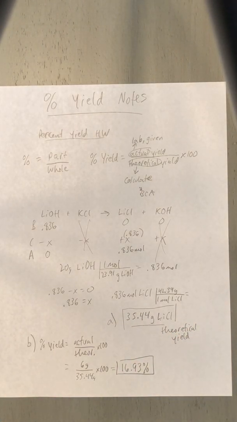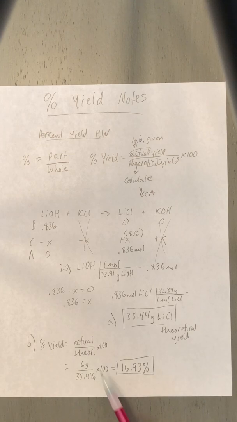Is that good or bad? Well, you can think of percent yield as your test grade. Would you want to get a 17%, 16.93% on your test? No. What does that mean? It means you only got 16.93% of what you should have gotten. If you're working for a company and you get that, you're probably going to get fired. So understand that the percent yield closest to 100 would be the best case scenario.